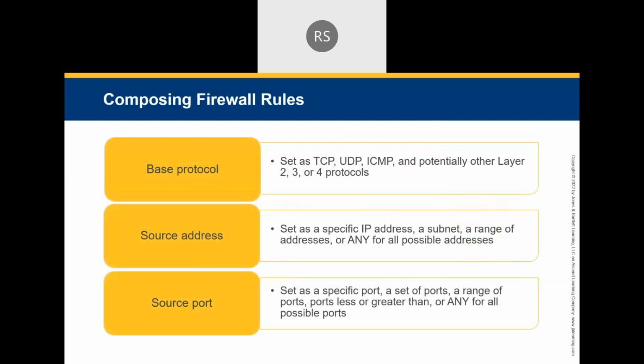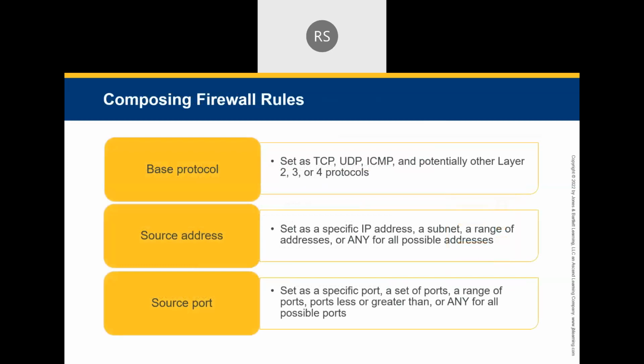Now, when we compose a firewall rule, we first start with our base protocol. That's the protocol that's governing the communication, such as TCP, UDP, or potentially other layer 2, 3, or 4 protocols. So this specifies the rules for handling traffic based on that protocol. Then we have our source address that specifies the origin of the traffic based on the IP address. Now, this can be set as a specific IP address, a subnet, a range of addresses, or you can type any for all possible addresses.